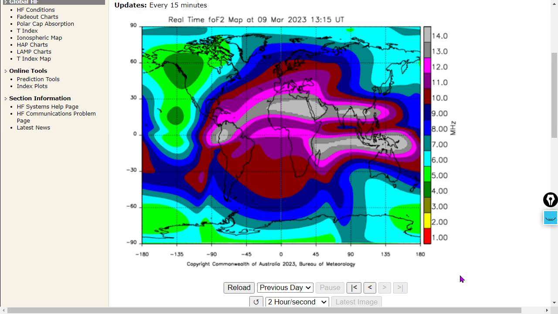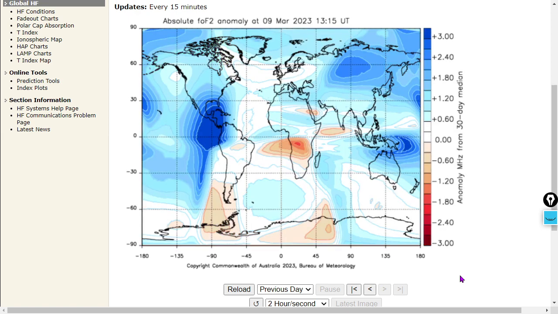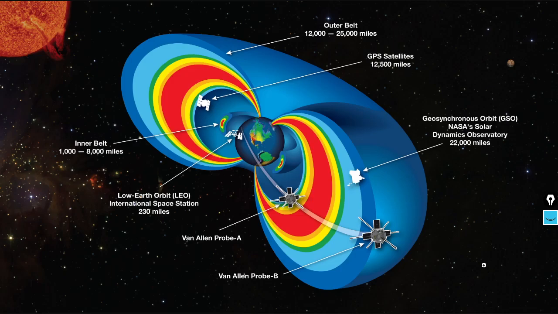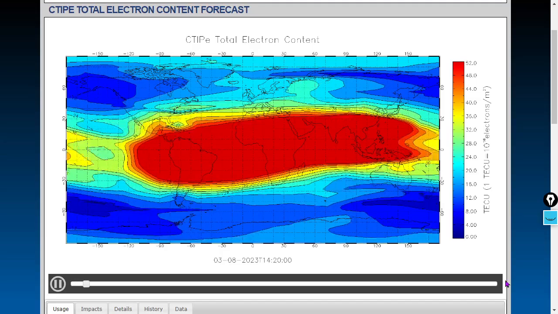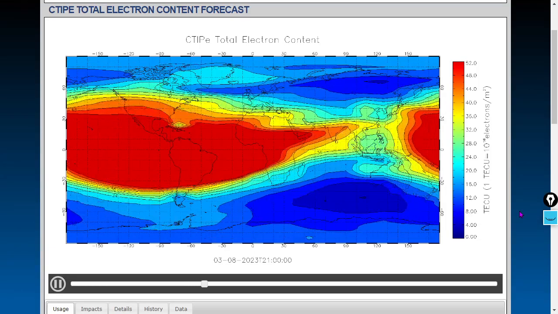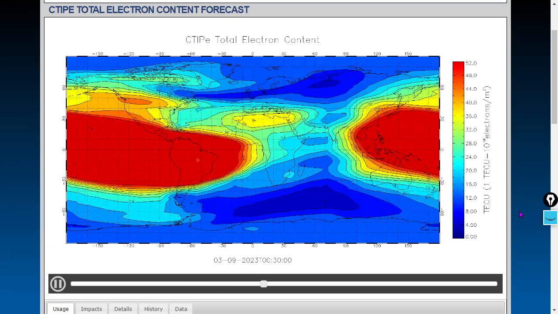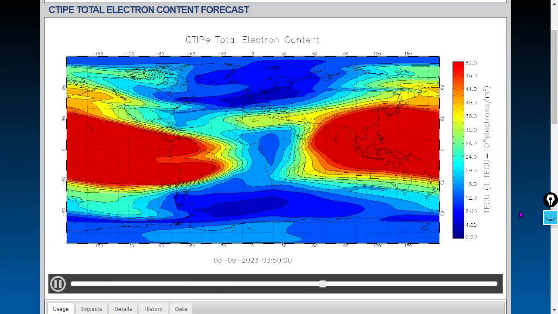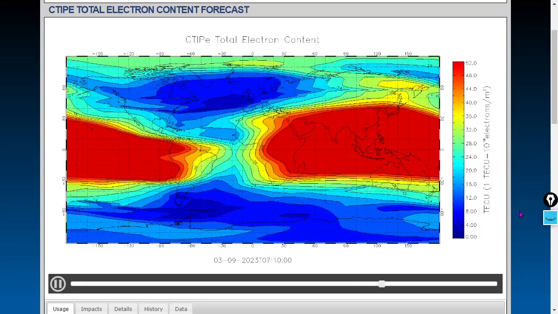So anyway, there's the latest image. That's 1315 Universal Time ionogram and 1315 Universal Time anomalygram. Will also show the total electron content forecast, which is the free electrons between your GPS satellite and your handset. So those are the most likely places to see GPS errors.